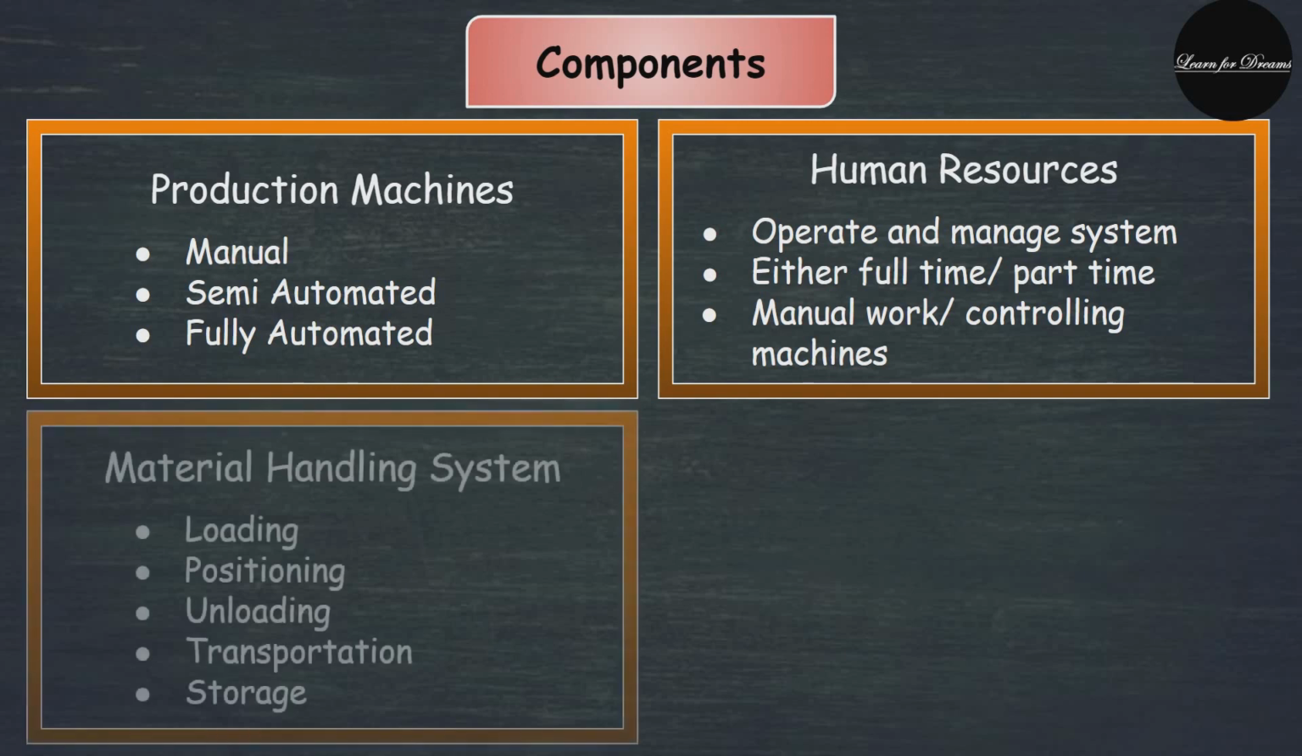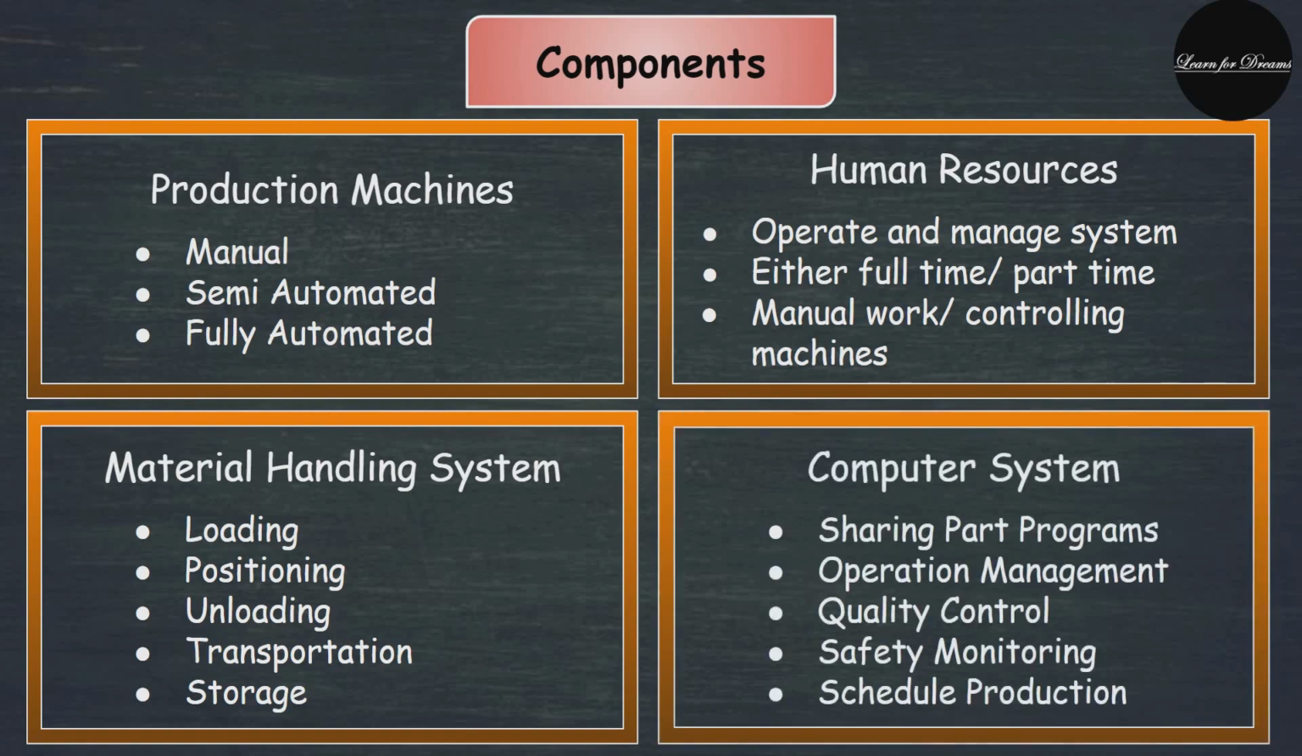The next component is material handling system, which performs the following operations like loading, positioning, unloading, transportation and storage of the product. And the last component is computer system, which is used for sharing part programs, operation management, quality control, safety monitoring and scheduled production.